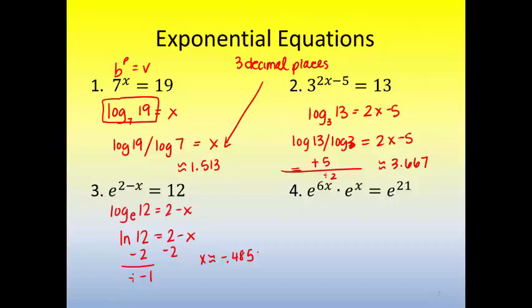This one's going to require me to use exponent properties to condense it first. So since I get to add my exponents, I'm going to end up with e to the 7x. And this one equals e to the 21st. Well, since they both have a base of e, that means that 7x must equal 21 and x must equal 3. That one didn't require any technology.